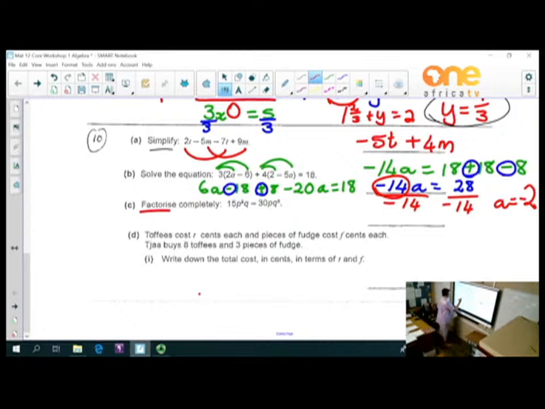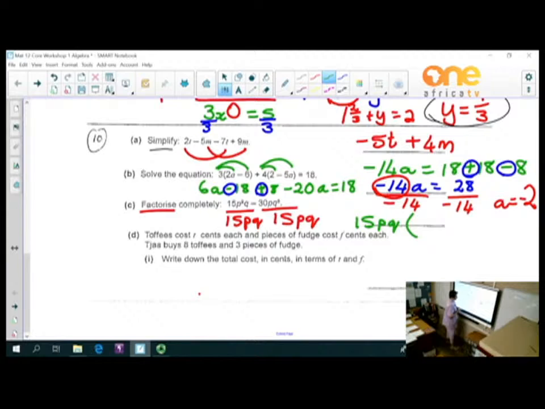Question C, factorize. So we are again busy with factorize. That means divide. What is common here? I can divide with the number 15 on both sides. Which letters? PQ. And there also PQ. So my first factor now here is 15PQ.